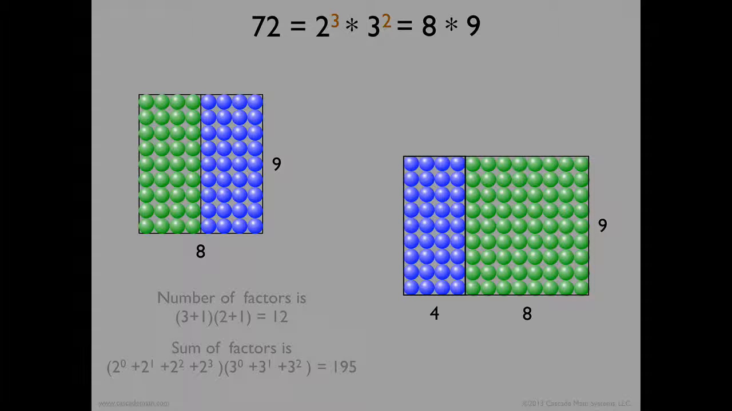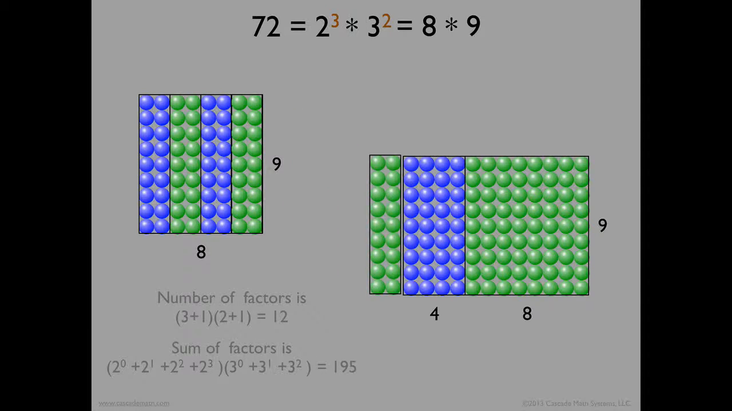Now, since we're dealing with powers of 2, we can go ahead and break the 4s into 2s, and here we have 4 times 18. So 18 is another factor. So now we have 3 factors, and we're getting toward the sum. And notice that's 2 plus 4 plus 8 times 9.